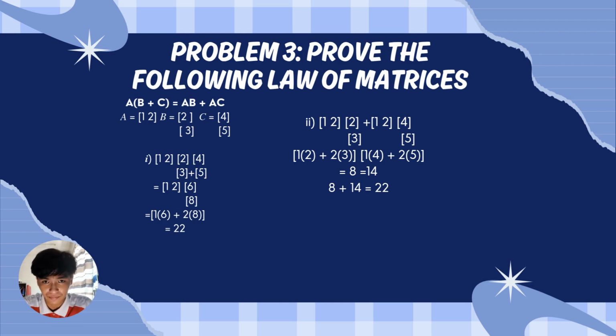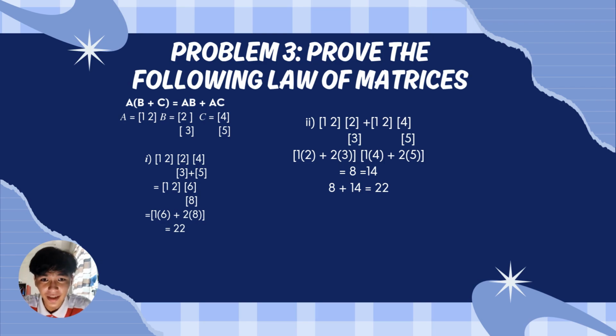The first step is A(B plus C). That means the 1, 2 matrix times the bracket of the 2, 3 matrix plus the 4, 5 matrix. The answer of B plus C is the 6, 8 matrix, and we multiply it with A. So the 1, 2 matrix times the 6, 8 matrix. The answer is 22.